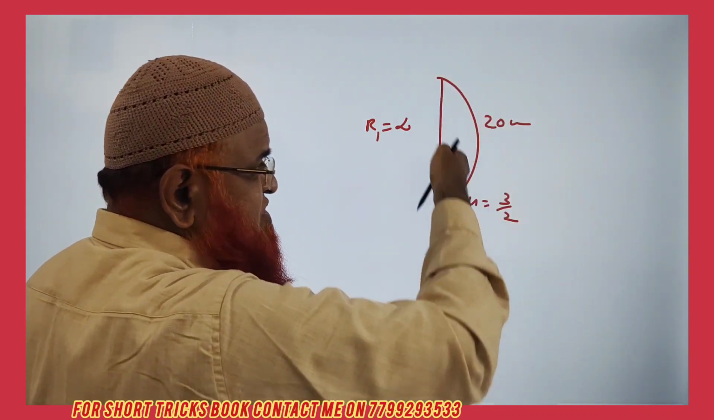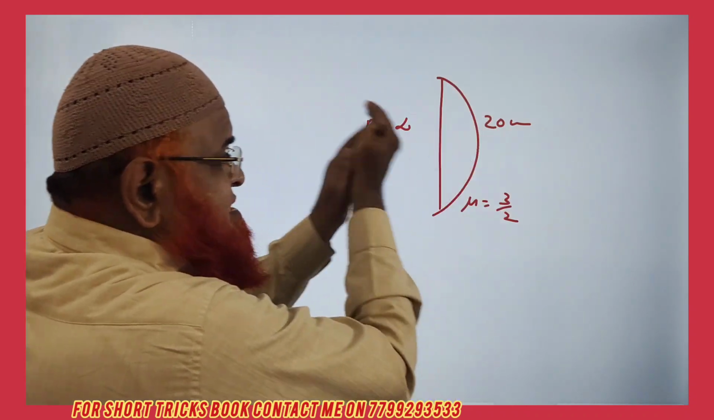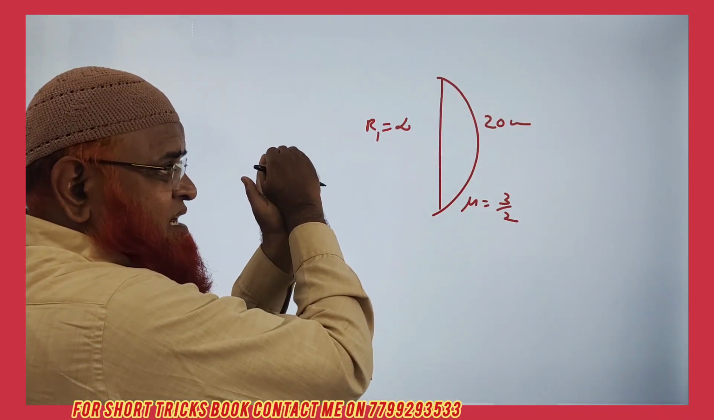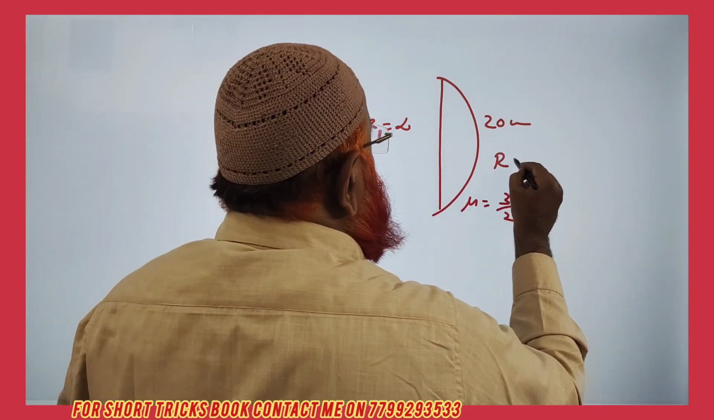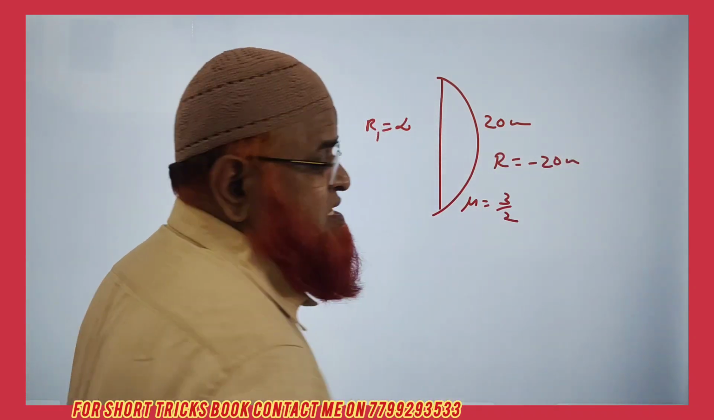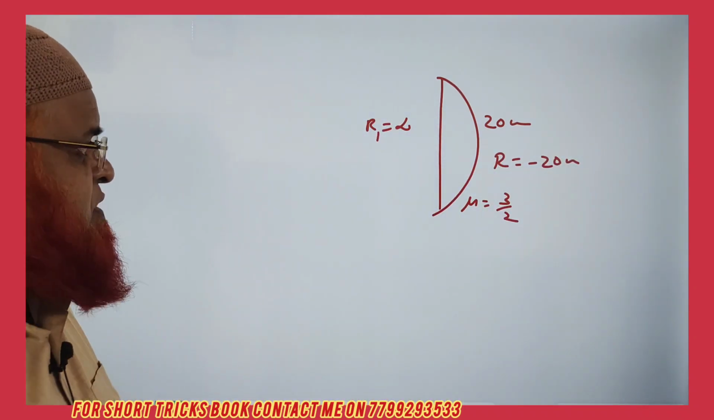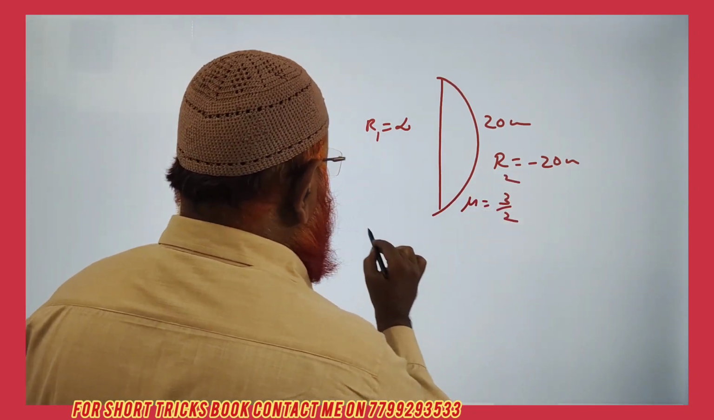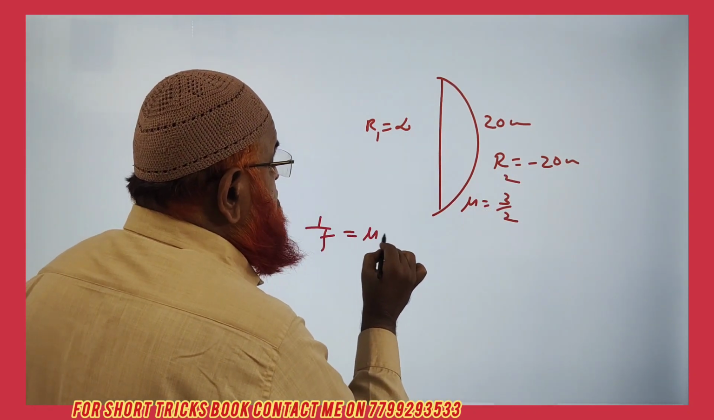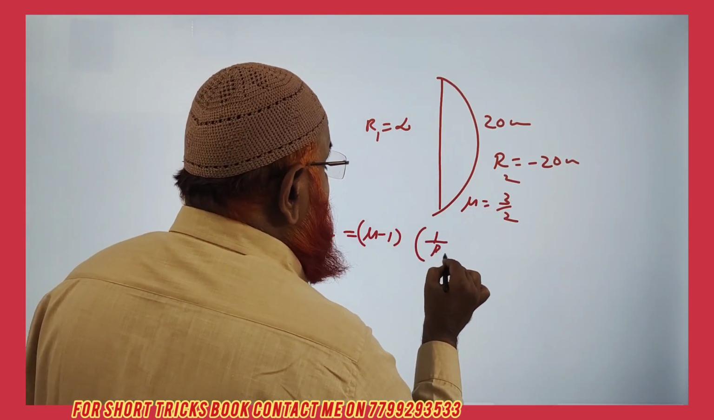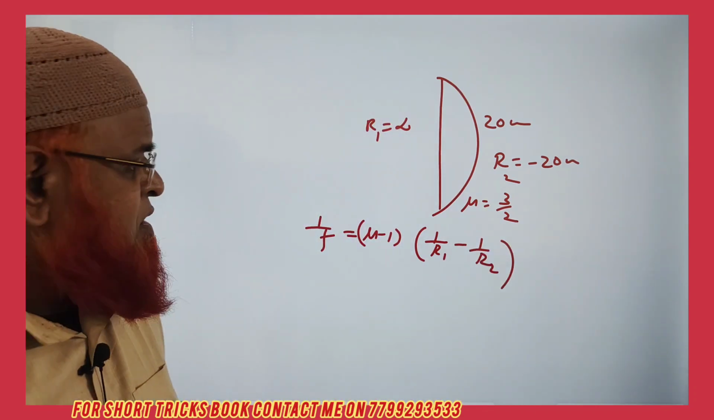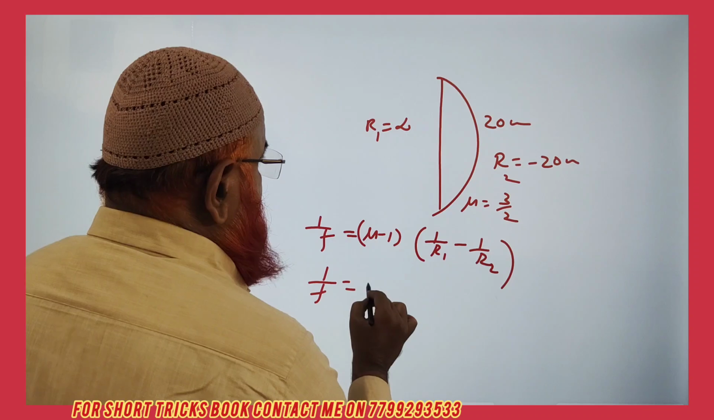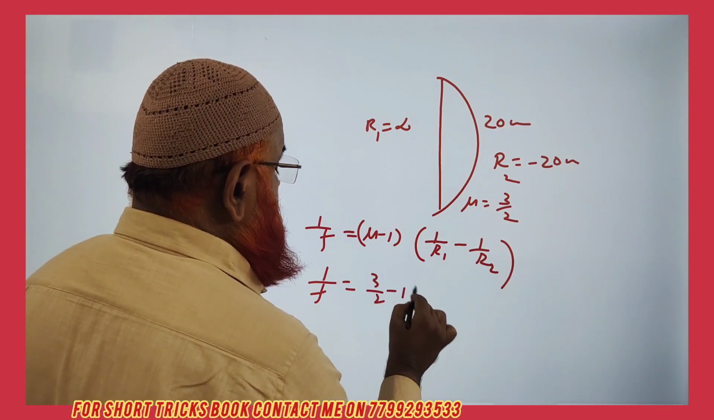The second curvature is on this side, meaning the center is on this side, so the radius is on the left side. Radius on the left side means it is going to be negative, minus 20 centimeters. So R2 is going to be minus 20. 1 by f is equal to mu minus 1 into (1 by R1 minus 1 by R2), which is 3 by 2 minus 1.